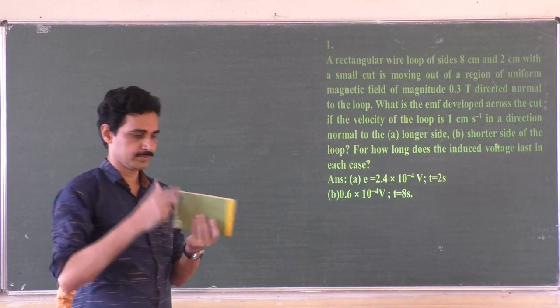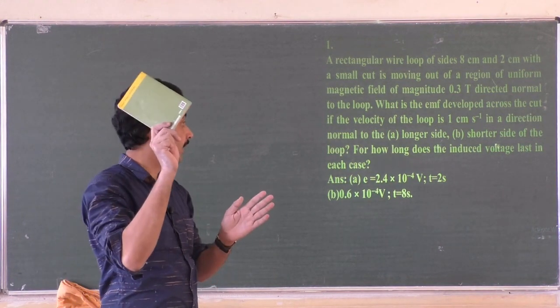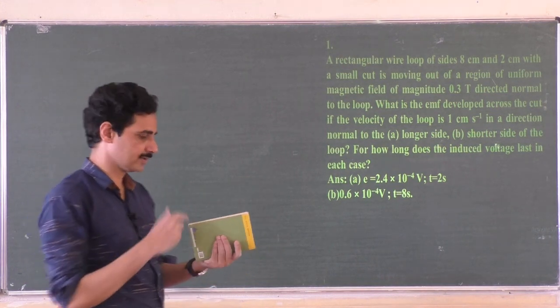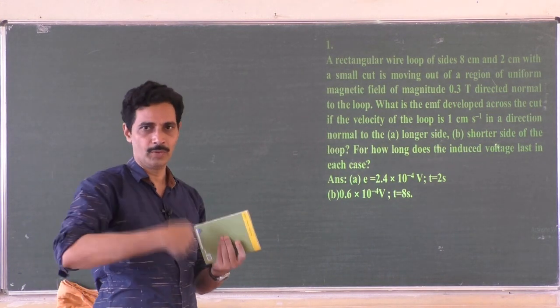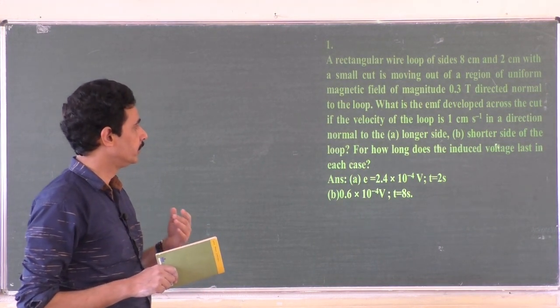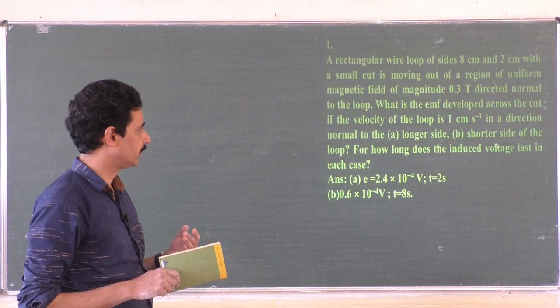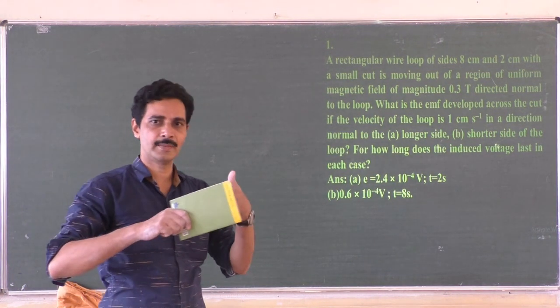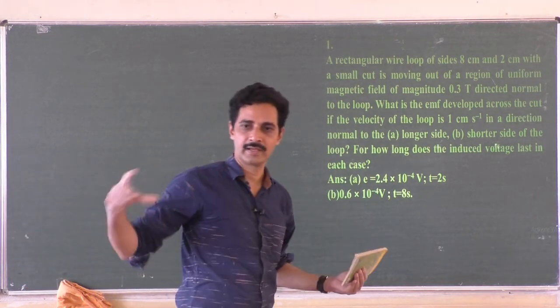Here is a rectangular loop. Suppose a rectangular loop is having 8 cm and 2 cm with a small cut. That means it is not completely short circuited. It is opened at one point. Moving out of a region of uniform magnetic field of magnitude 0.3 Tesla. Yeah, there is a 0.3 Tesla magnetic field. Say like this, the magnetic field is like this.